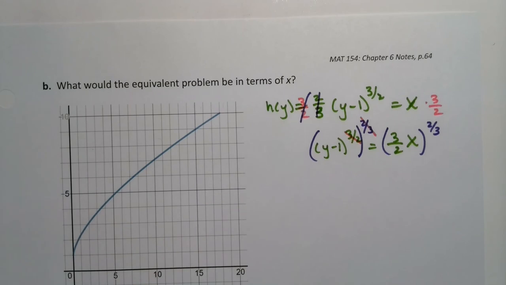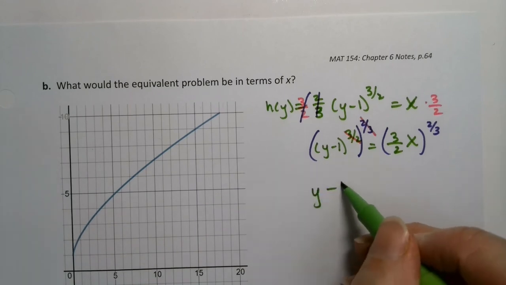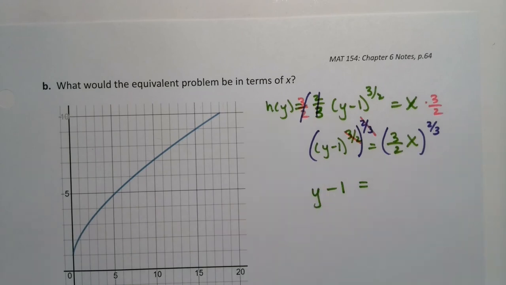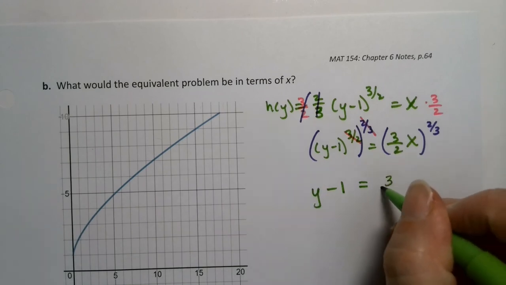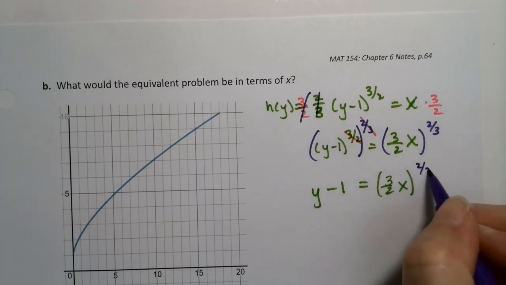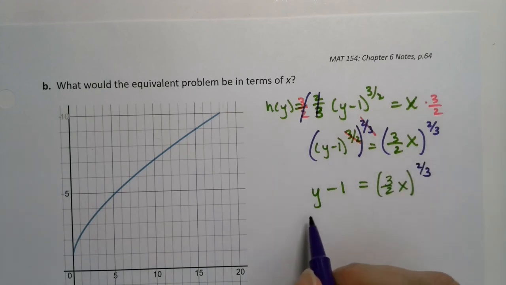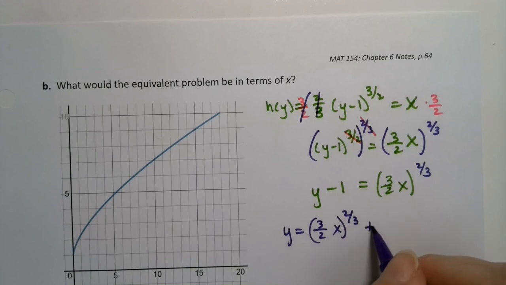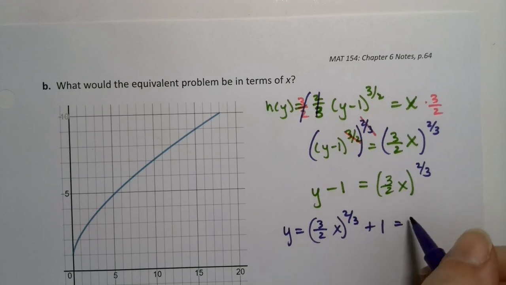So I'm going to be left with y minus 1 equals, and then it's 3/2 x to the 2/3 power. So then what's y equal to? Y is equal to 3/2 x to the 2/3 plus 1. This is now your function in x.